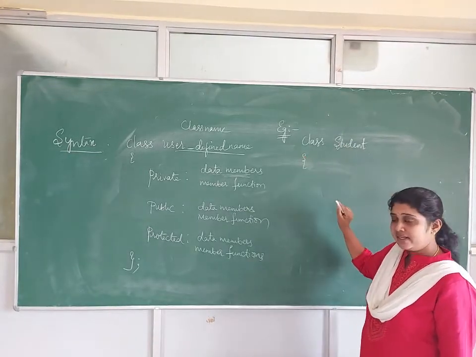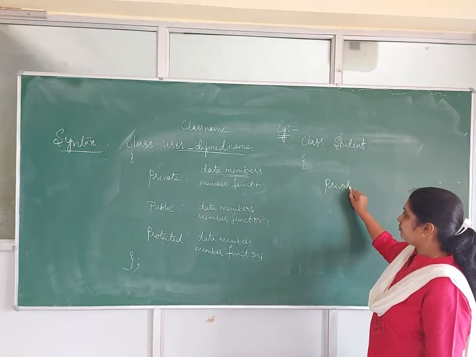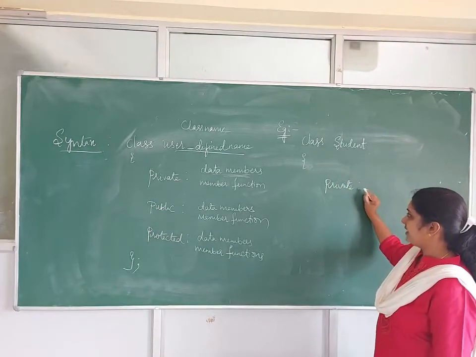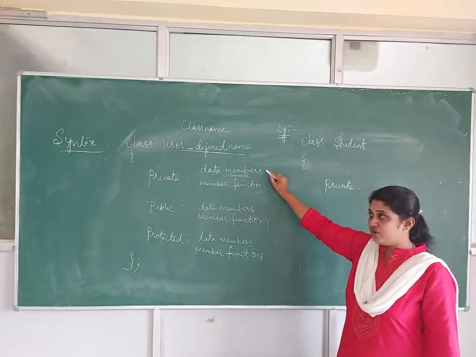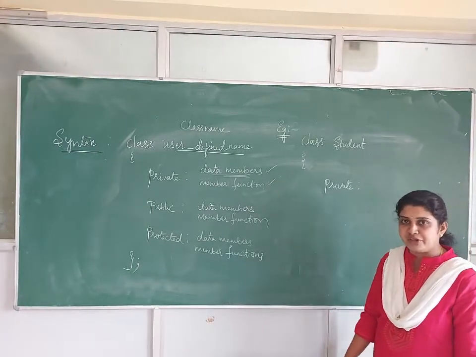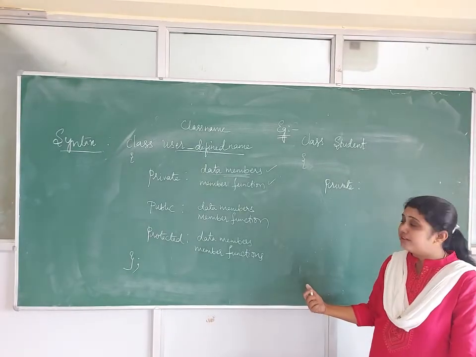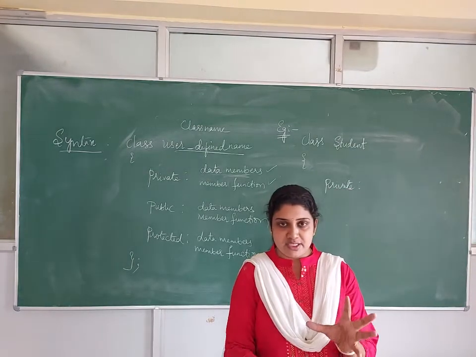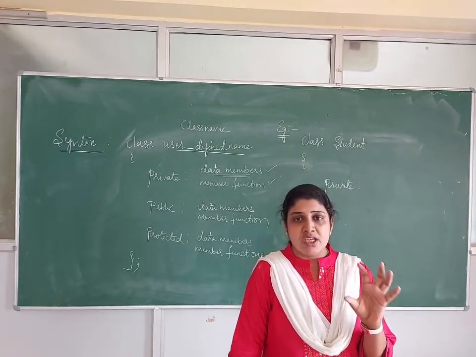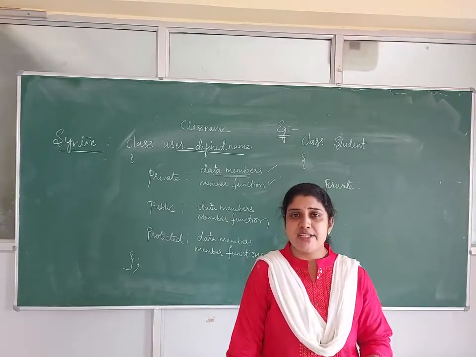Inside, I am going to use private. I am going to use the private access specifier. Here you have to represent data members and member functions. So what are all the data members required for a student, or the characteristics? What are all the attributes or characteristics you can define?